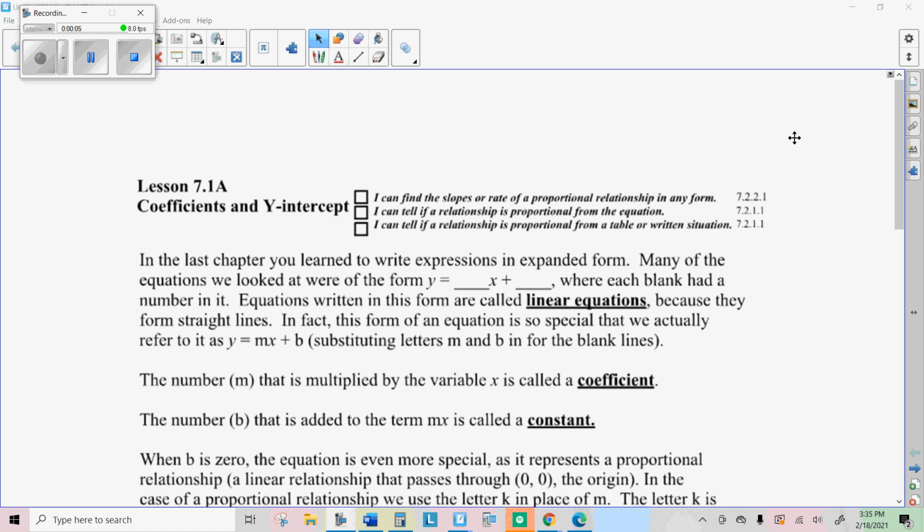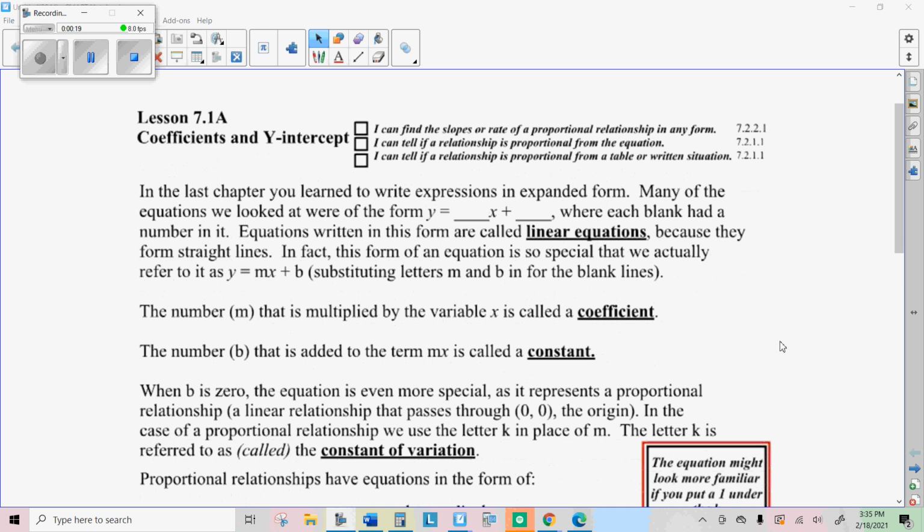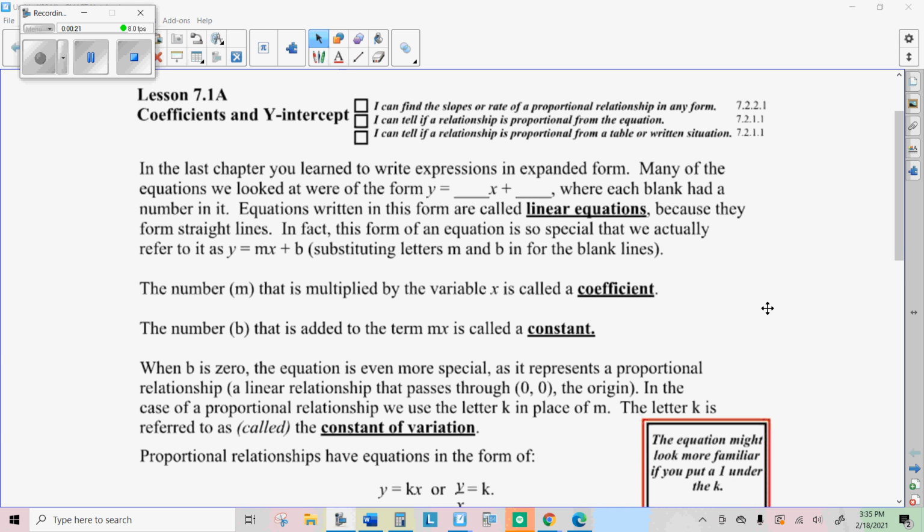It's Mr. Hermison again. Hey, we're starting chapter 7 right here. We're actually going to get into a little bit of algebra, okay? You guys, sometime back, I don't think it was last chapter, but sometime we learned how to write expressions in expanded form. And we saw quite a few expressions that were the form y equals something times x plus something, where each blank had a number in it.